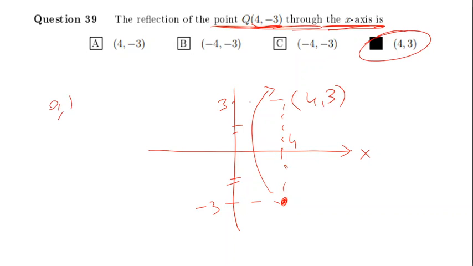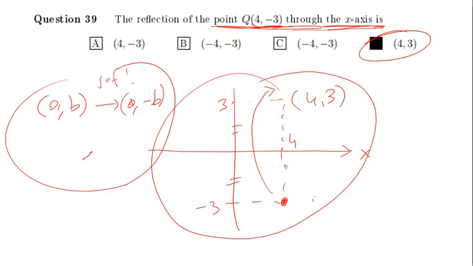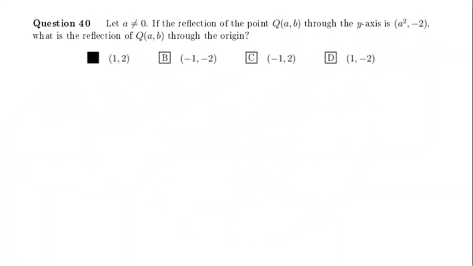There are also some formulas we gave in the slides, and you can use them, but you don't have to memorize them. You can get them from here. Let a not be 0. And if the reflection of (a, b) through the y-axis is (a squared, -2), what is the reflection of (a, b) through the origin? Now, the first thing you have to know is the reflection of a point through the y-axis. What's the formula for it?